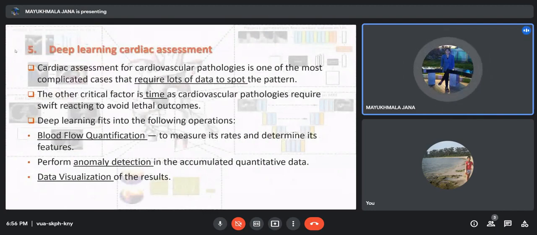Cardiac arrest is a major burden to public health, which affects patient safety. Cardiac assessment is among the most complicated cases that require lots of data to spot the pattern, and there is a time constraint. Deep learning fits into the following operations. First, blood flow quantification, that is to measure its rates and determine its features. Second, perform anomaly detection in the accumulated quantitative data. Third, data visualization of the results.